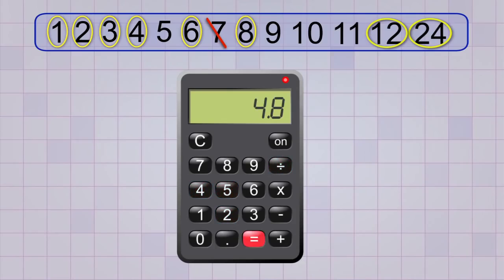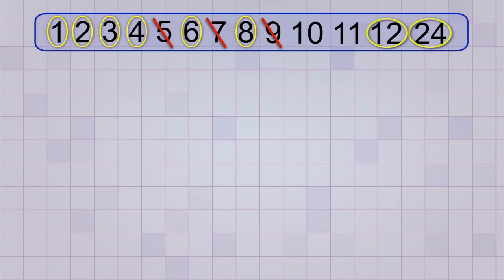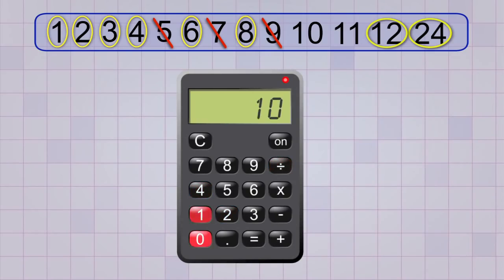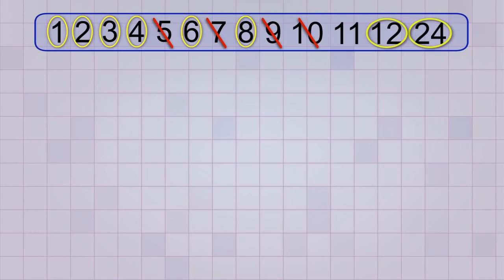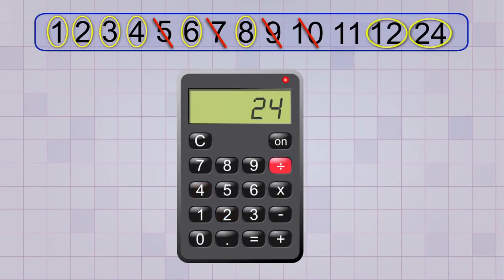24 divided by 5 equals 4.8. Well, that didn't divide evenly because our answer is a decimal number. That means that 5 is not a factor of 24. Next, we'll try 9. 24 divided by 9 equals 2.66666. That's definitely not a factor. Okay, how about 10? 24 divided by 10 equals 2.4. Nope, that's a decimal number, so 10 is not a factor. It looks like the last one we have to try is 11. 24 divided by 11 equals 2.181818. That's not a factor either.